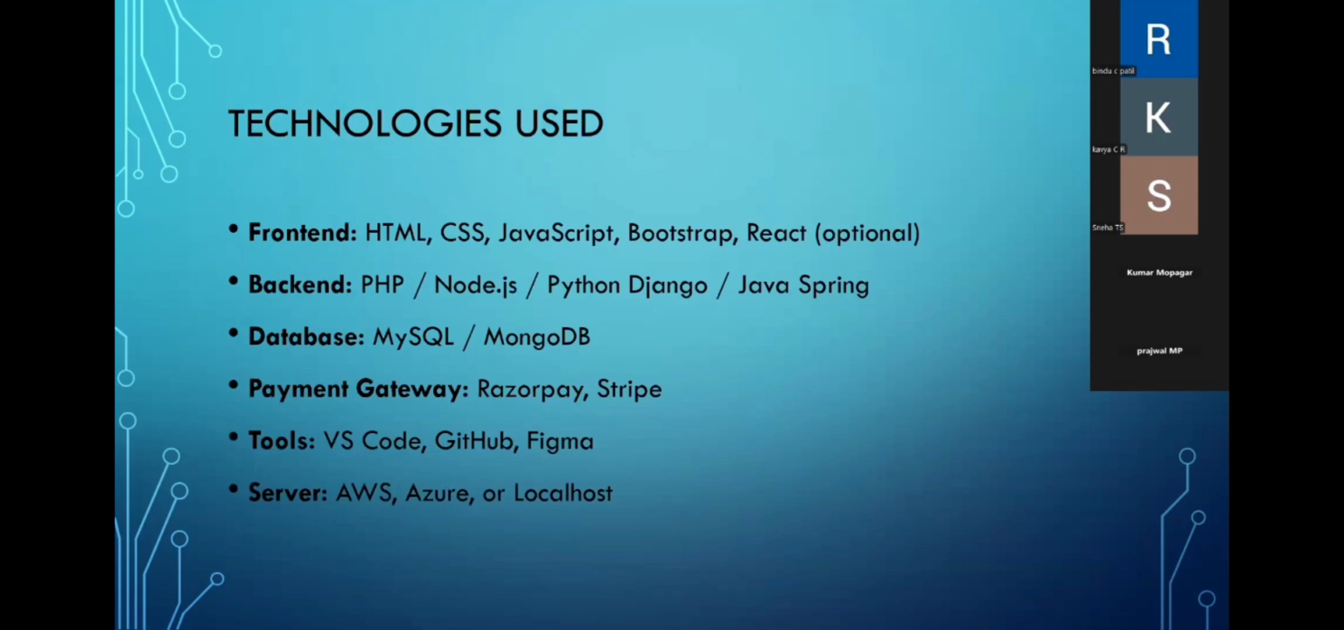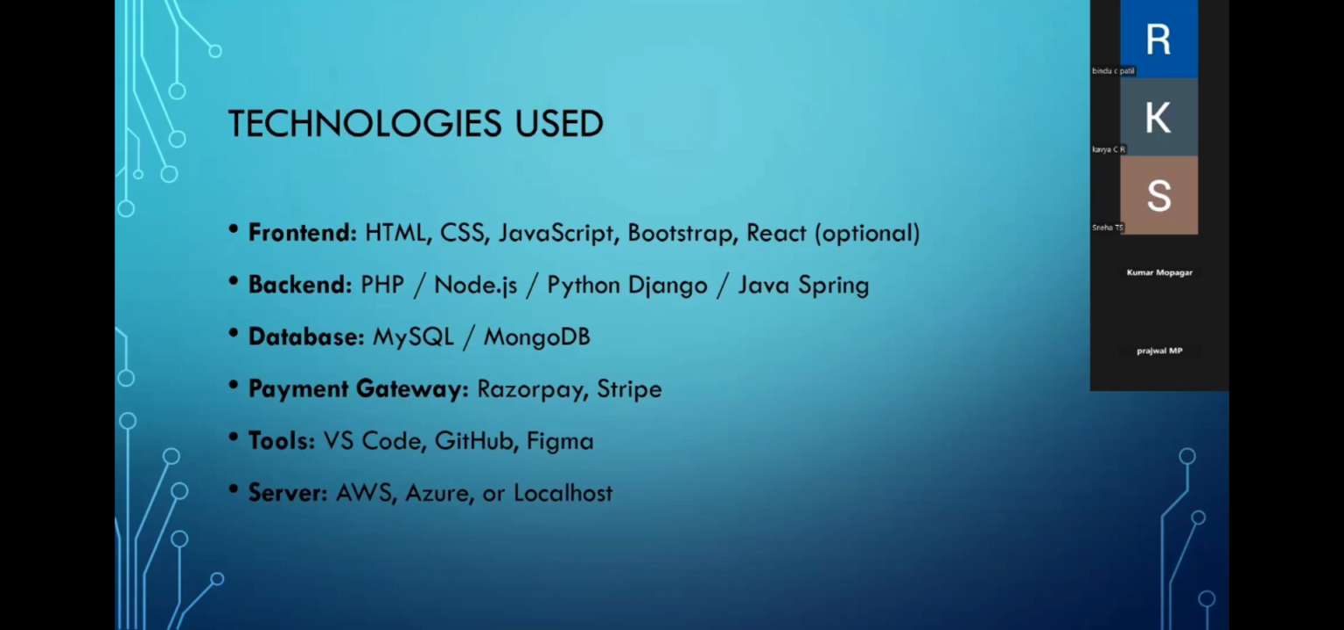Here I am to explain the different technologies used to develop an e-commerce portal. First, the front-end technologies are HTML, CSS, JavaScript, Bootstrap, and sometimes React. These tools are used to design the user interface that customers see on the website, such as product page, button, search bar, and layout. Next, we have the backend technologies like PHP, Node.js, Python, Django, or Java Spring.